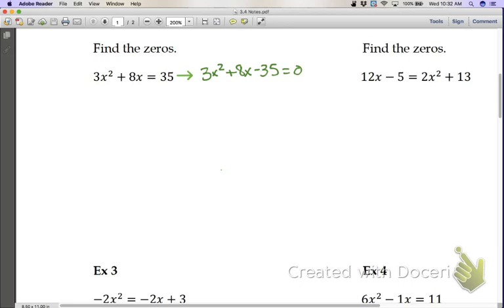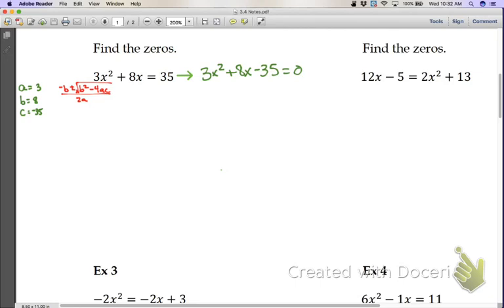So again, this is completely up to you how you do it. What I always do is I will write A, B, and C. That way I know exactly what needs to go where and I can just plug and chug into my formula. So A's 3, B's 8, C is negative 35. So if I'm going to use my formula of opposite of B plus or minus the square root of B squared minus 4AC, that's all underneath the radical, and then it's all over 2A.